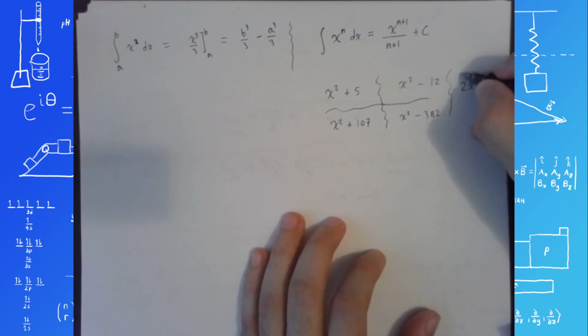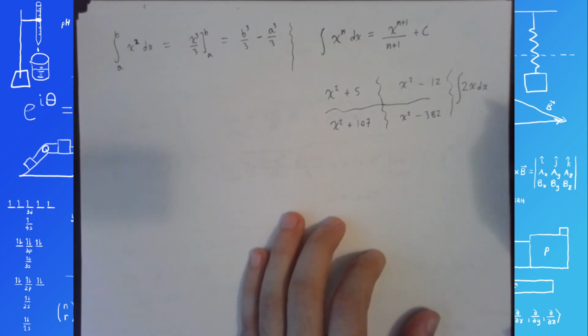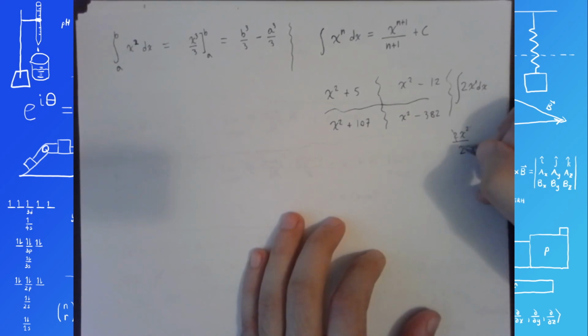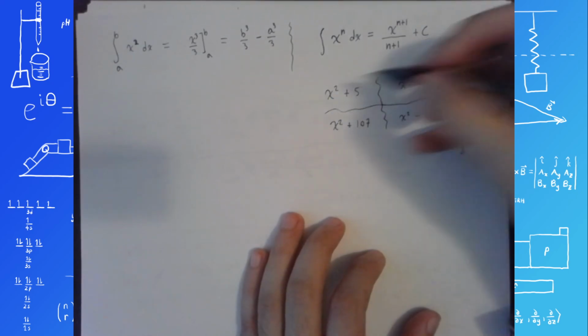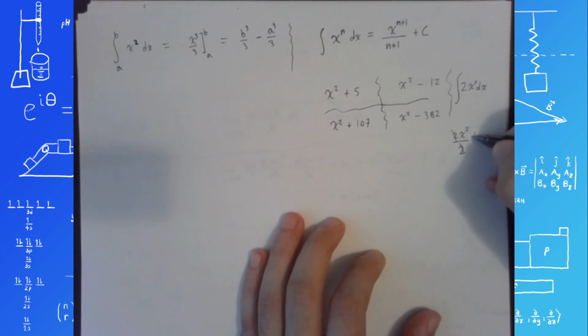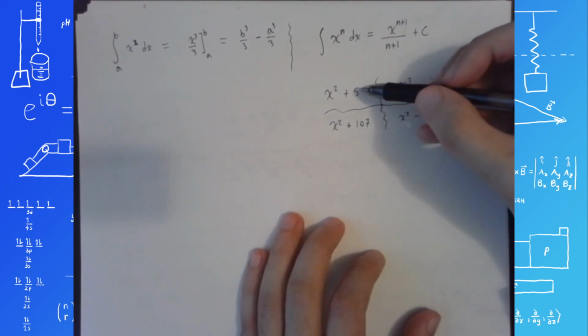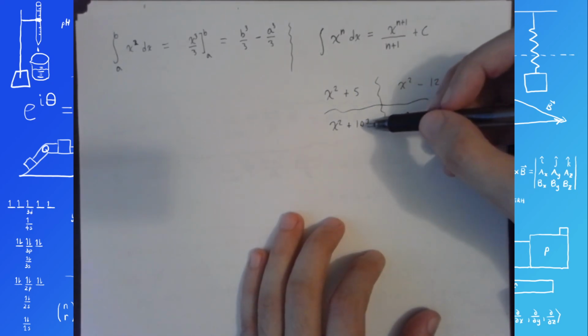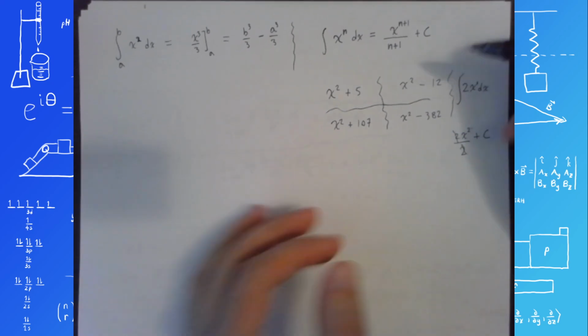So if I want to undo that derivative, then let's see, x to the first power becomes x to the second power, so 2x to the second power, and I divide by that new exponent, 2, and so those 2's cancel out. So I've got back my x squared, but I also have to put in this plus c here, and I don't know what this c is. It could be 5, it could be negative 12, it could be 107, it could be negative 382.